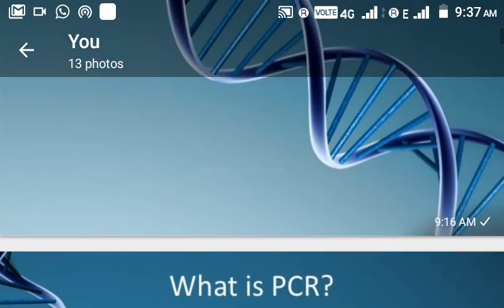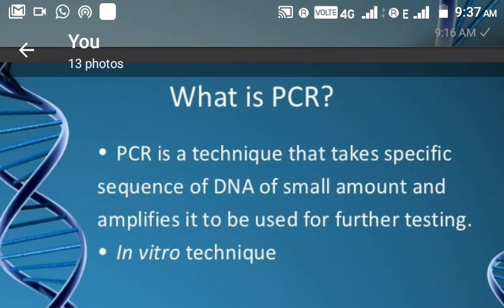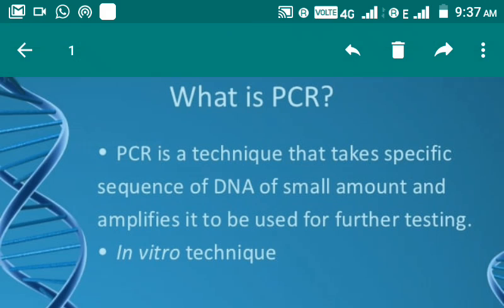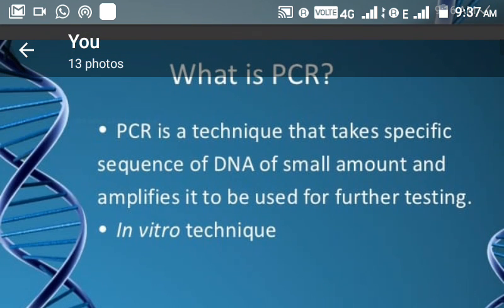Okay, so let's start with PCR. PCR is a technique that takes a specific sequence of DNA of a small amount and amplifies it to be used for further testing. And this is an in vitro technique.